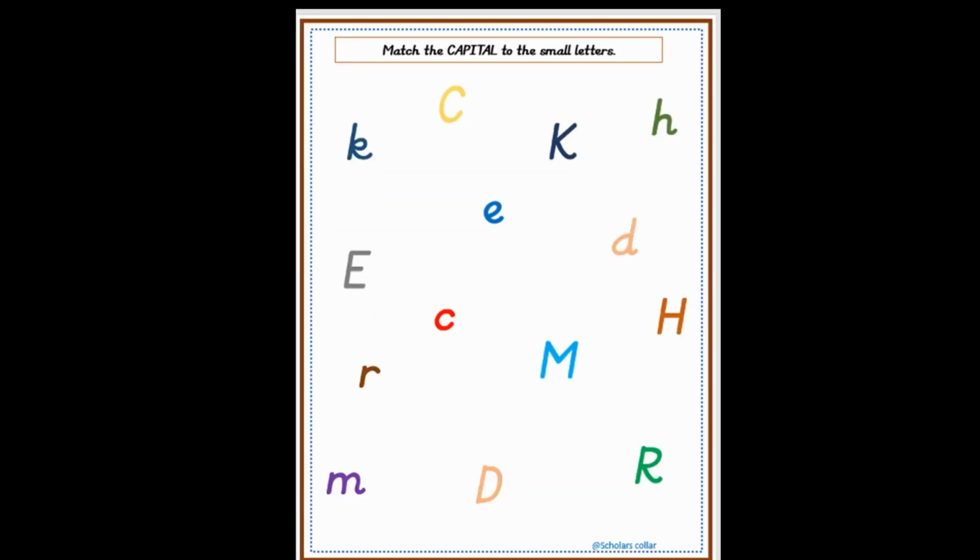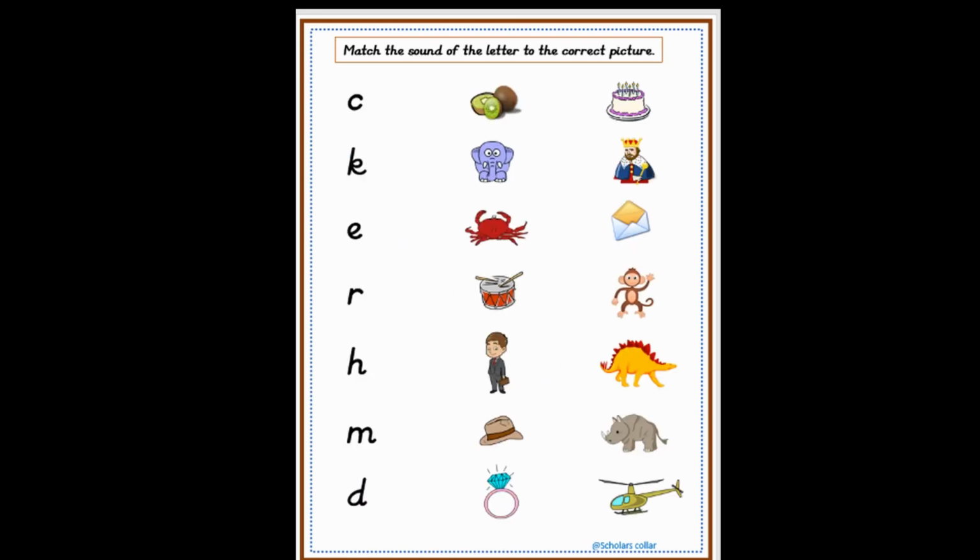In this worksheet, we are matching the capital with the small letters. So you're going to find C and match it with the small c. K, you're matching with small k. Next slide we have here is matching the sound letters with the object, and then the same thing on the other column. So for example, C here, that is K for crab, and that K for cake. And the same thing, for example, here R, ring, R, and then rhino.